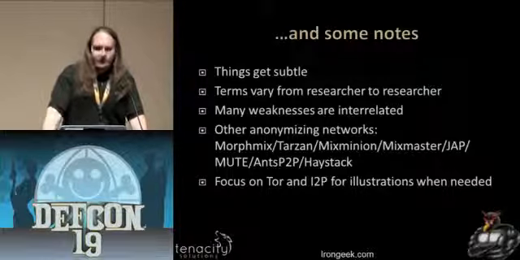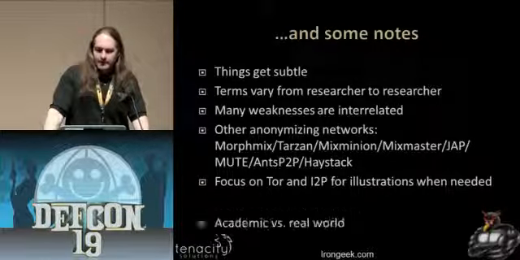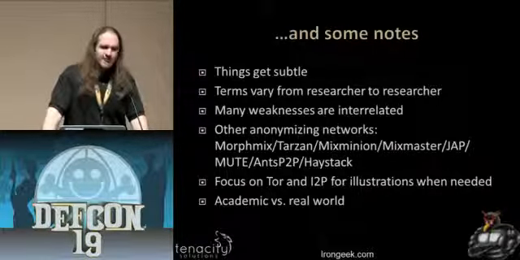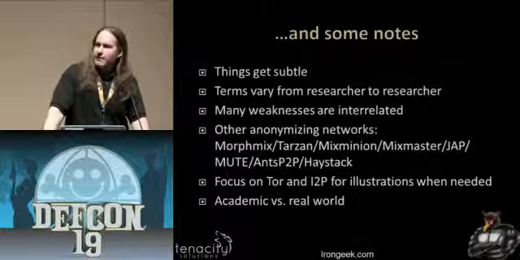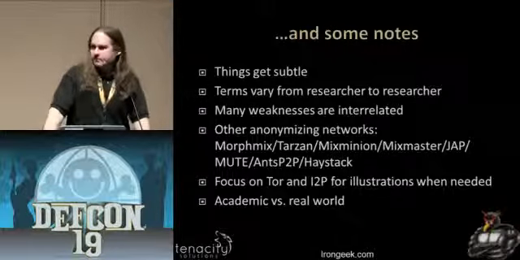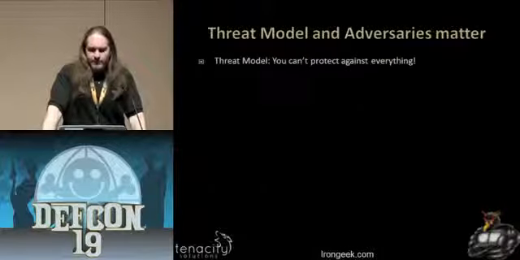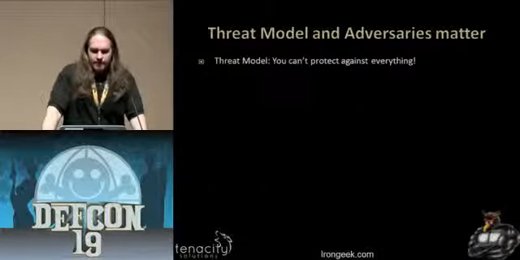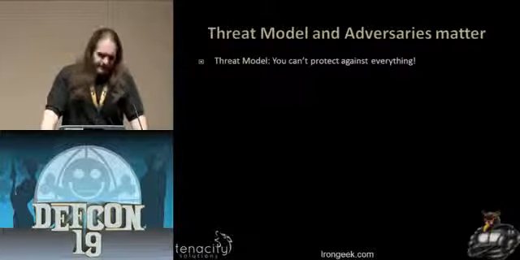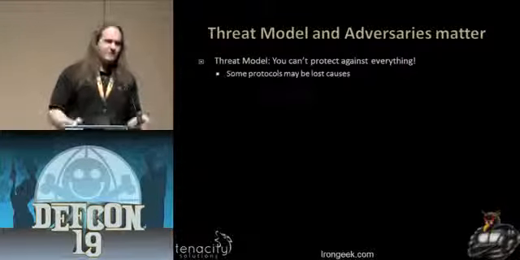But like I said before, I'm going to focus on Tor and I2P for my illustrations. Some of the attacks will be very academic, and I'm going to try to give a few real-world examples, though, to illustrate how they can be used. Now, when it comes to attacking darknets, threat model matters a whole lot. You can't really protect against everything. Some protocols may just be lost causes.